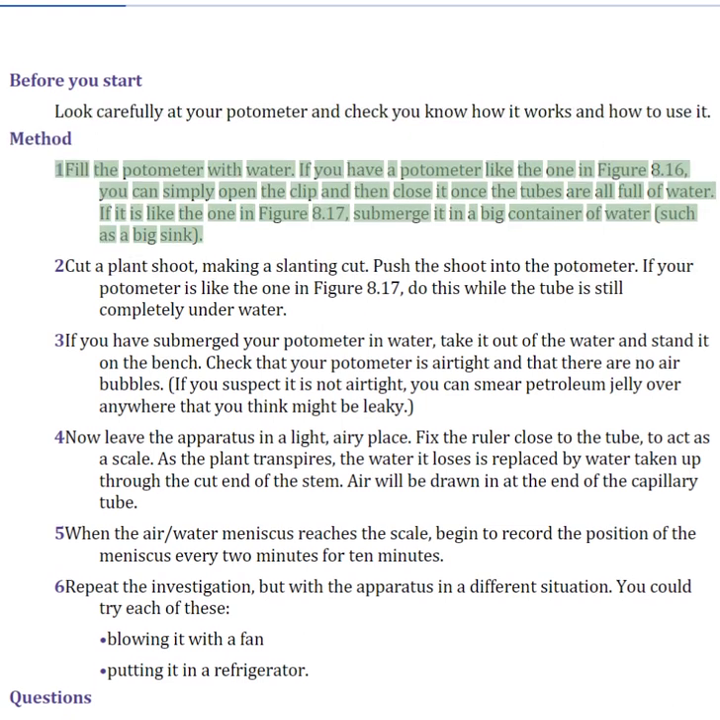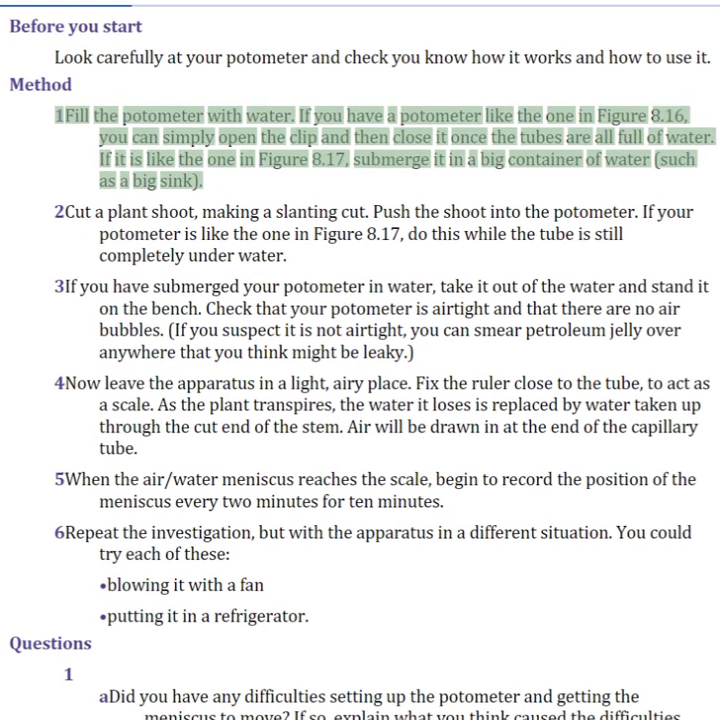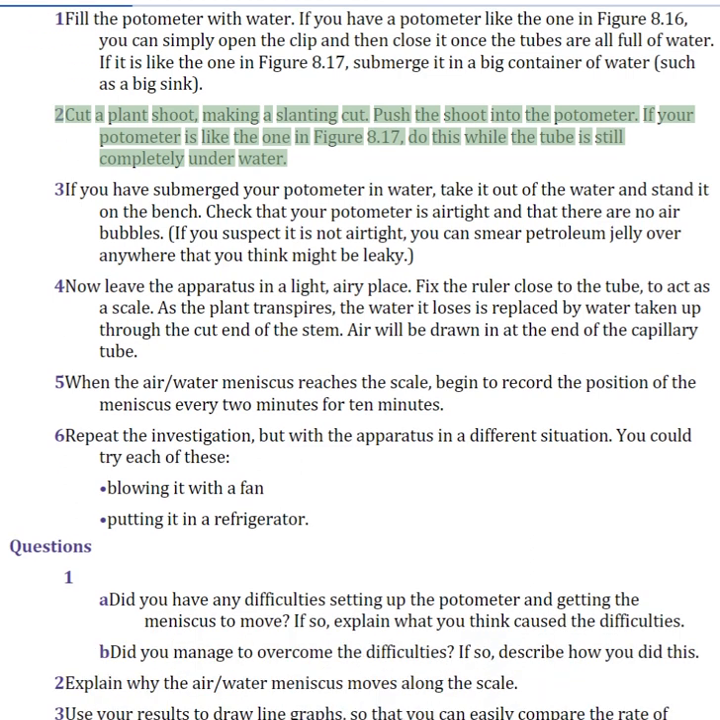Method. 1. Fill the potometer with water. If you have a potometer like the one in Figure 8.16, you can simply open the clip and then close it once the tubes are all full of water. If it is like the one in Figure 8.17, submerge it in a big container of water. 2. Cut a plant shoot, making a slanting cut. Push the shoot into the potometer. If your potometer is like the one in Figure 8.17, do this while the tube is still completely under water.